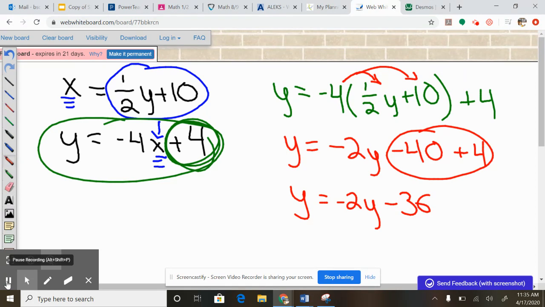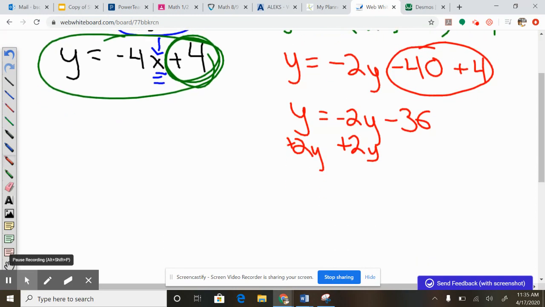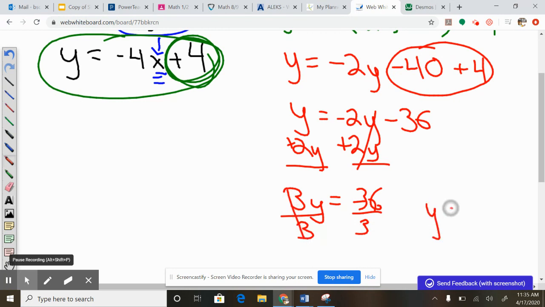From here, I should be able to add 2y on both sides, which will cancel on the right side. On the left side, I'll get 3y equals -36. And I divide both sides by 3. Get y is -12. Now again, that is just part of my answer. That is telling me that the y coordinate is -12. I still need to find the x coordinate.